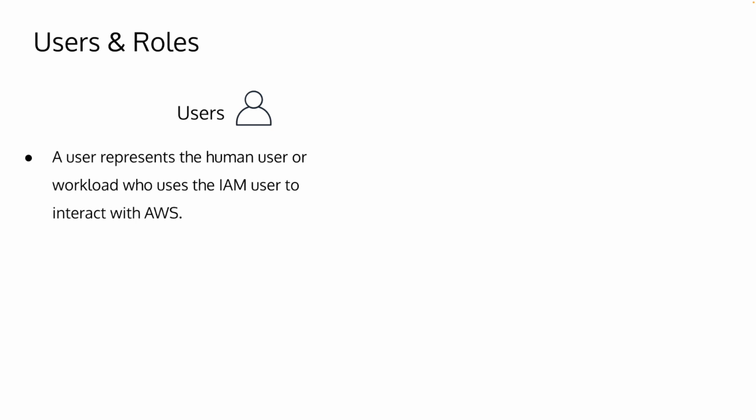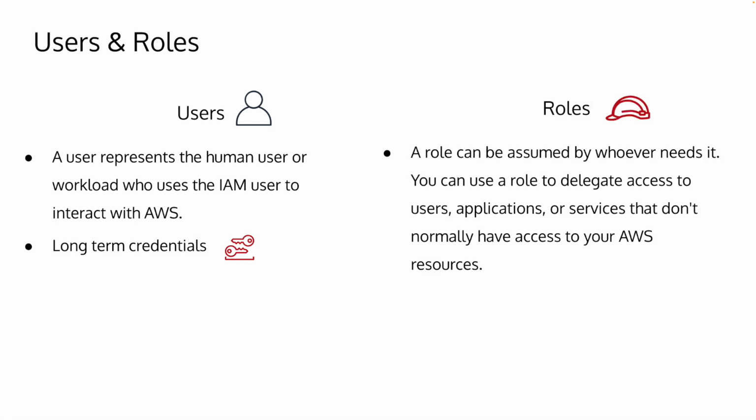Let's cover users and roles first. An IAM user typically represents a human user, and it authorizes them to perform certain actions. Users have long-term credentials, meaning the credentials don't expire. A role is similar to a user, but it provides more flexibility. A role can be assumed by whoever needs it. This could be a user who needs to temporarily assume a role in order to perform an action, or another service which might need to perform actions on your resources. Unlike users, roles have short-term credentials, which expire after a short period of time, say an hour.